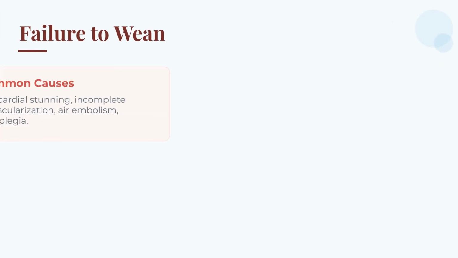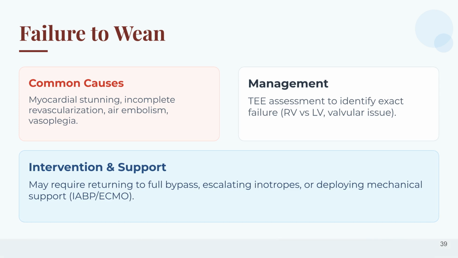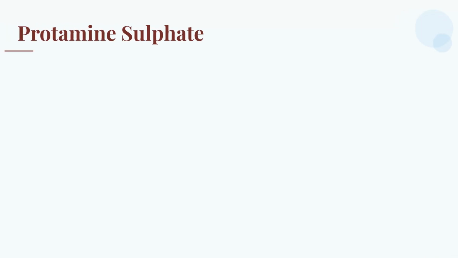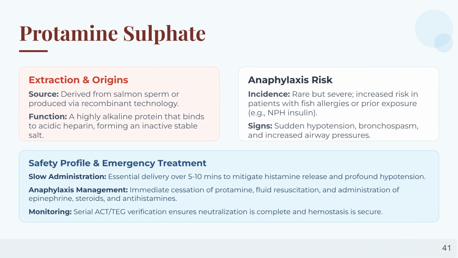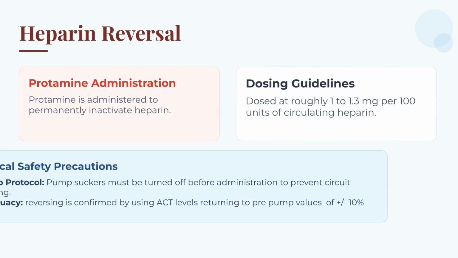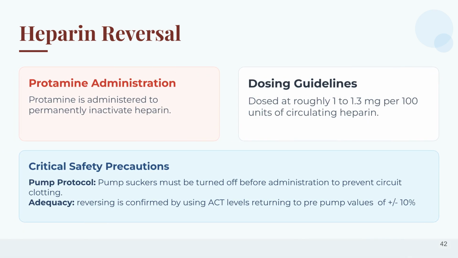If a patient fails to wean, the team must assess for causes like myocardial stunning or incomplete revascularization, often escalating to mechanical support like IABP or ECMO. Heparin reversal with protamine sulfate is essential. It is dosed based on heparin levels, and administrators must be alert for rare but severe anaphylactic reactions.